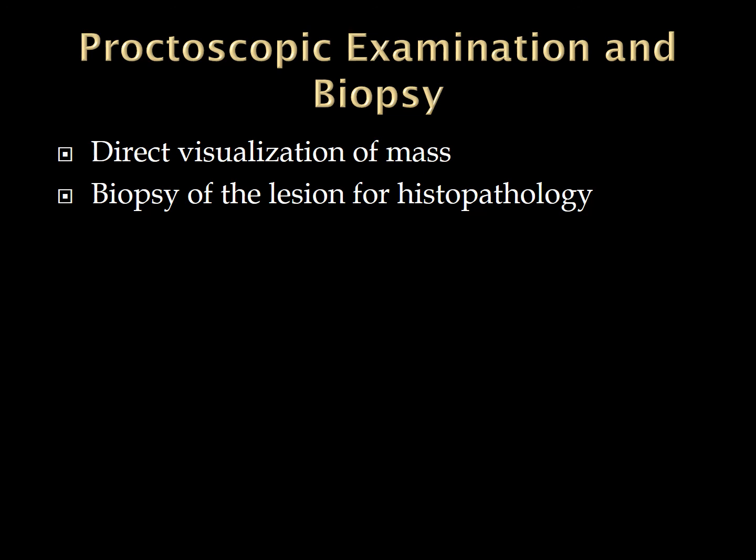Another part of examination is the proctoscopic examination, and the advantage of this is that one can directly visualize the tumor in the rectum, in the distal rectum, in the middle, and in the proximal rectum. That can be visualized, and a direct biopsy can be taken under vision. So this is a very important part of examination, in which you get a visual look at the mass itself and can have the biopsy under vision.